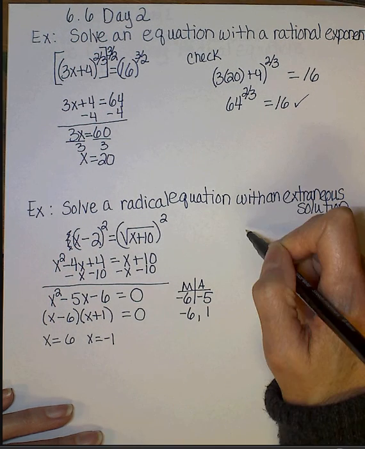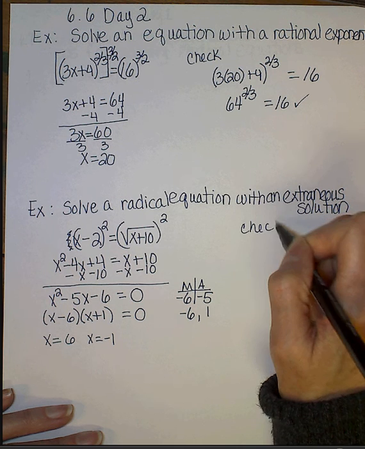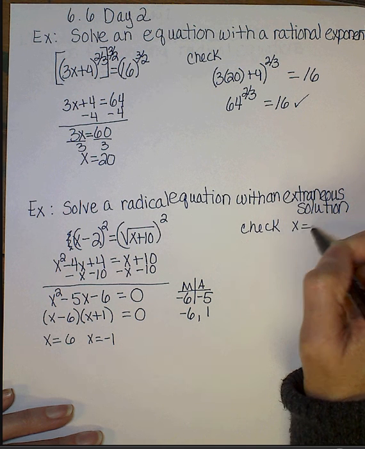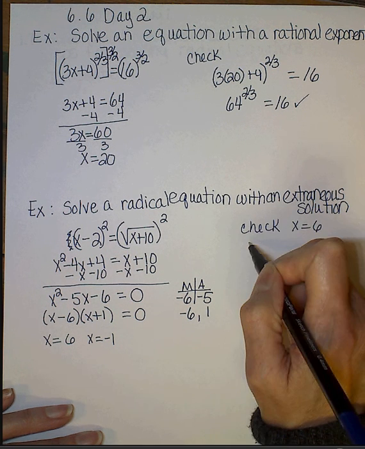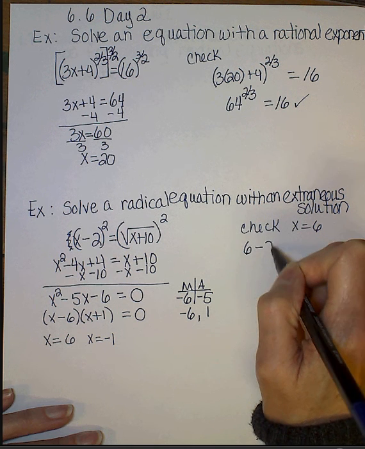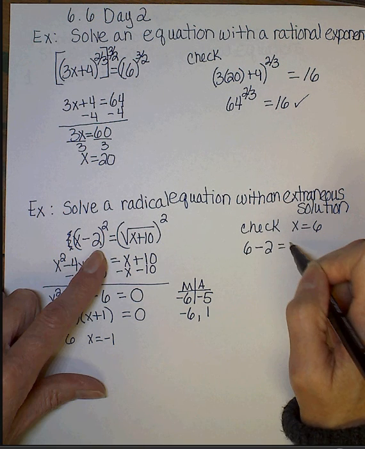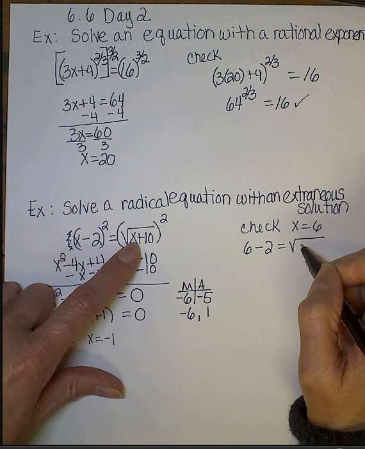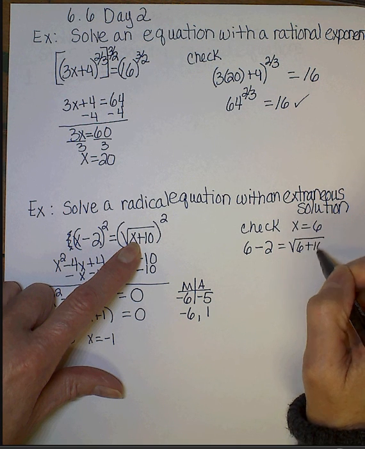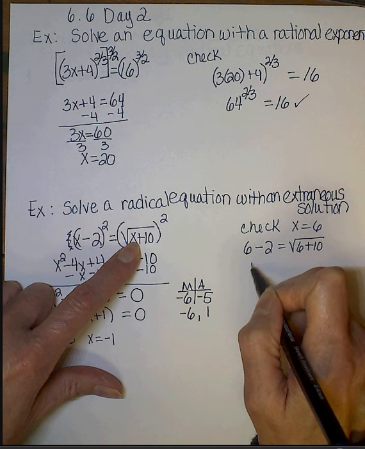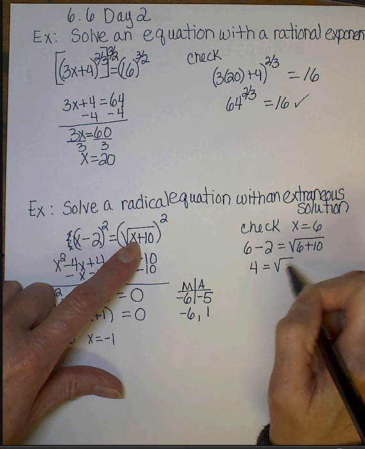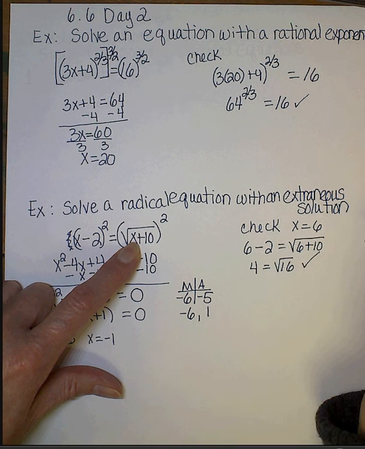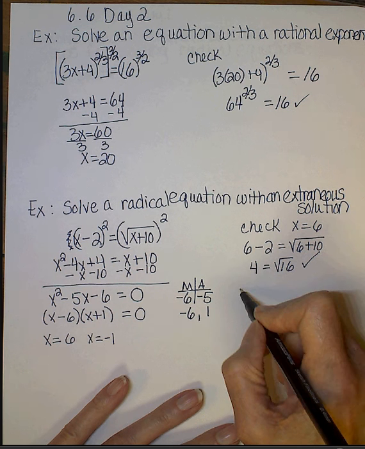Now I need to check it. So let's try 6 first. So I'm going to plug it in for the x. It was x minus 2. And then plug it in for this x. 6 minus 2 is 4. The square root of 16 is also 4, so that one works.